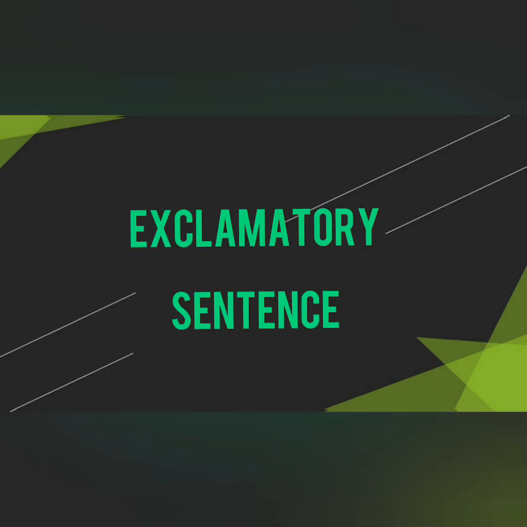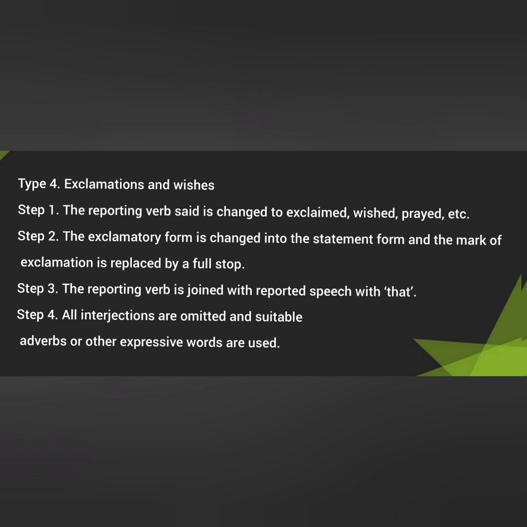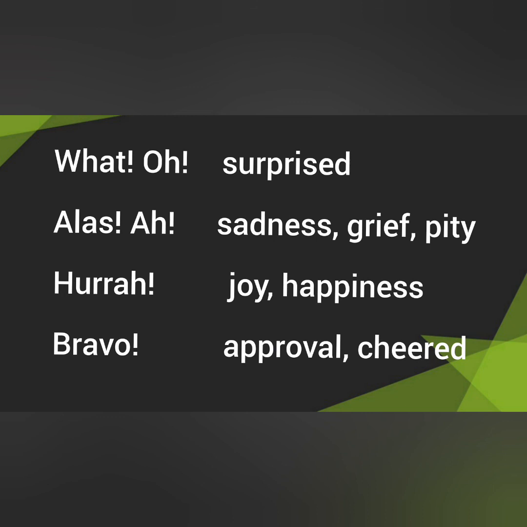Next is the exclamatory sentence. An exclamatory sentence is nothing but wishes. The reporting verb "said to" is changed to exclaimed, wished, prayed, etc. The exclamatory form is changed into statement form and the mark of exclamation is replaced by a full stop. The reporting verb is joined with the reported speech with the conjunction "that". All interjections are omitted and suitable adverbs or other expressive words are used. If the exclamatory sentence has "what" or "how", we can use "surprised" as the reporting verb.